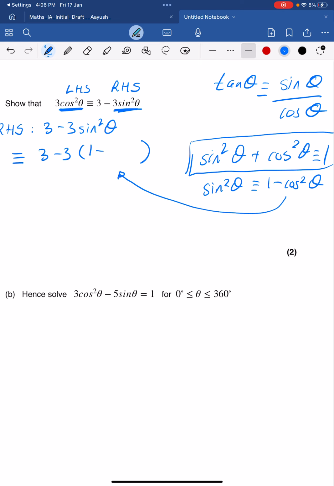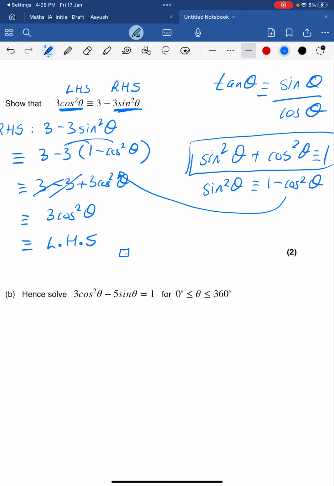So that's 3 into 1 minus cosine squared theta. So that's identical to 3. We expand the brackets now, minus 3, and then plus 3 cosine squared theta. The 3's cancel out, and we have 3 cosine squared theta. Go ahead and clean it up. That's identical to the left-hand side. If you want to be fully fancy, the little black square from Paul Erdos. Very nice, right? It's probably going to delete on me. Fantastic. All right, so that's part A done.